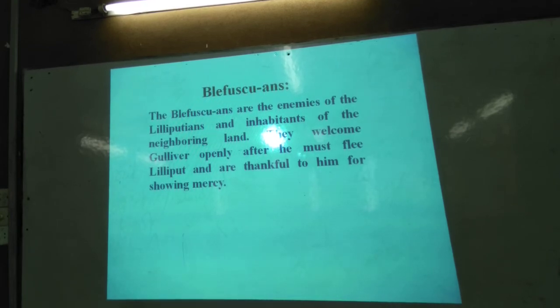Why have they welcomed him? It's very mysterious to us. Can anyone guess why? Please think about it. What can it be? Anyone? Once upon a time, because of Gulliver, the Blefuscudian soldiers lost a lot of things. Later on, they have given him shelter. Even they have helped him to go back to his own country, his own land. Why?